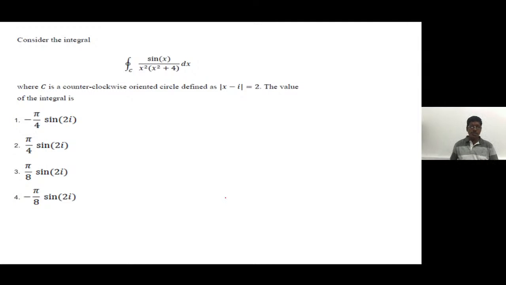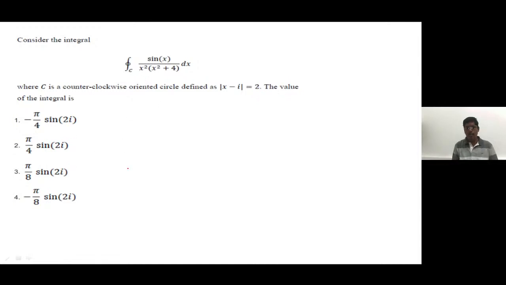Now this is an electronics and communication stream question, related to the complex variables chapter. Consider the integral over C of sin x upon x square into x square plus 4 dx, where C is a counterclockwise oriented circle defined as mod x minus i is equal to 2. The value of the integral is, 4 options given. Instead of z, it is given by the variable x.